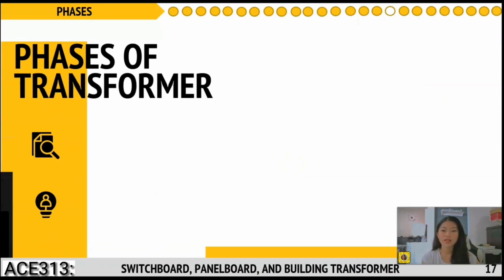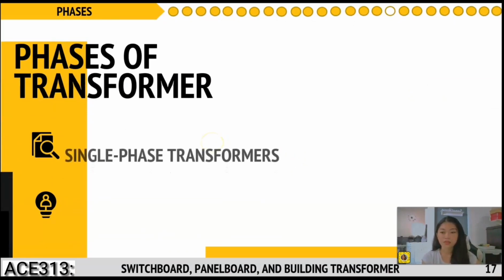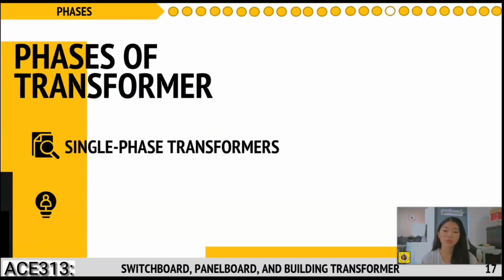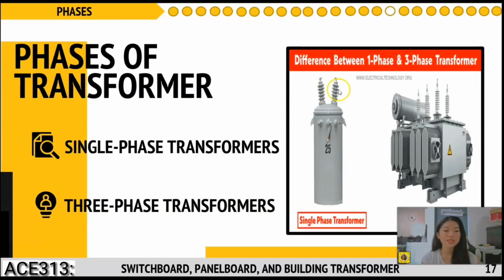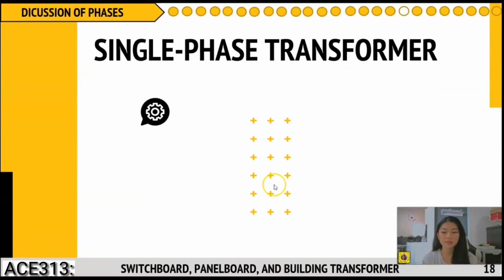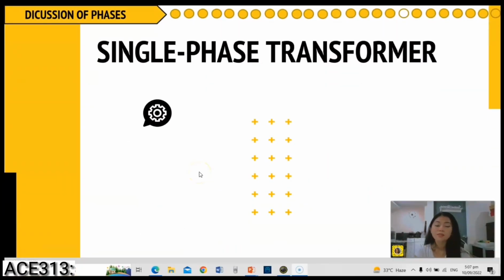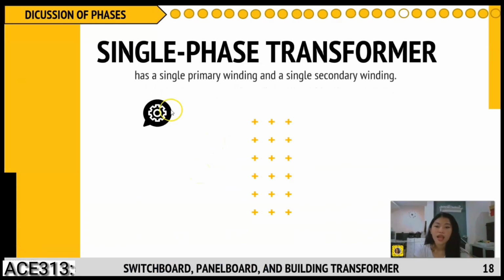This slide states the phases of transformer. First is the single phase transformer, and second is the three phase transformer. These are the actual pictures of each. So this is the single phase transformer, and this is the three phase transformer. Next, a single phase transformer has a single primary winding and a single secondary winding.